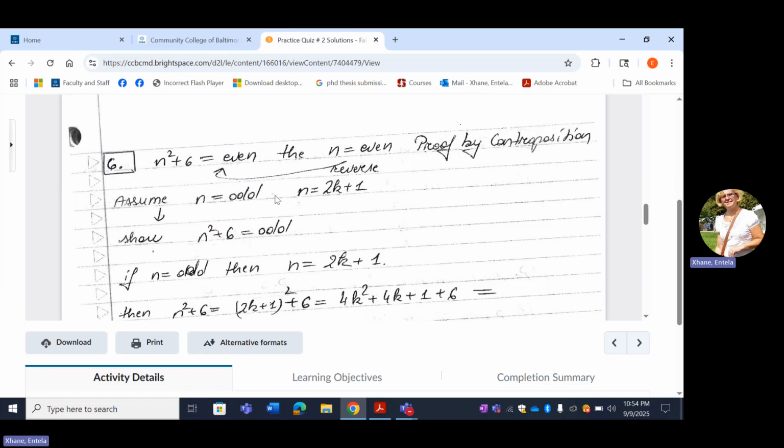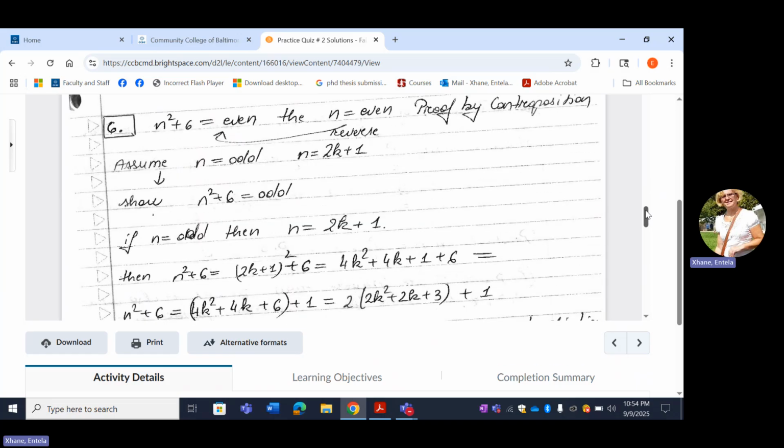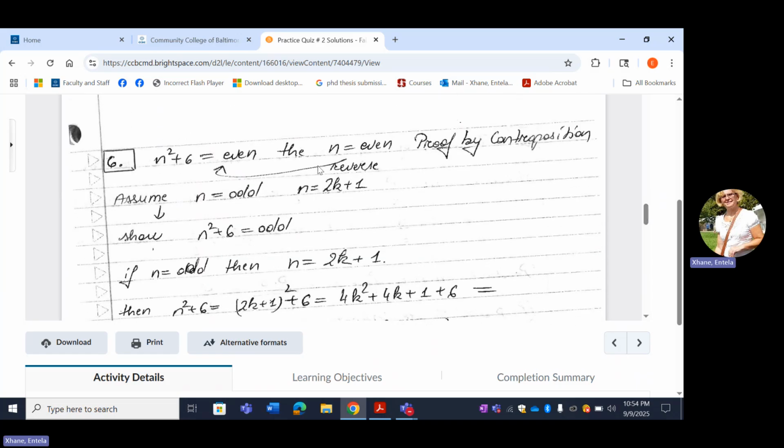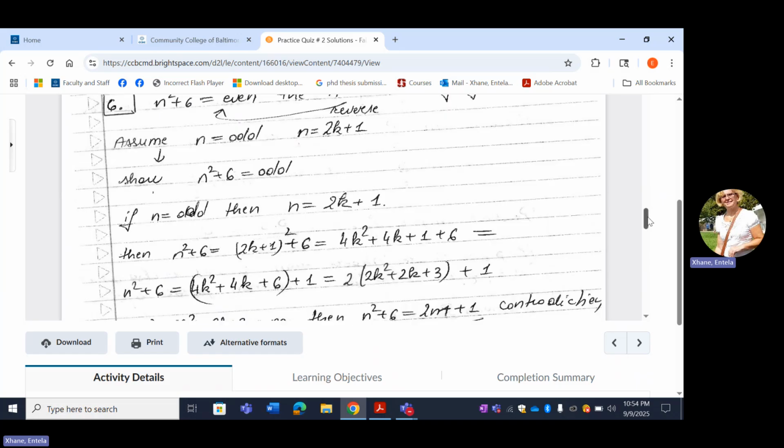If I'm assuming that n is odd, since I assume that n is not even, then n is going to be in the form of 2k plus 1. So I'm going to take this n equals 2k plus 1 and plug it in into n squared plus 6. I'm expecting that even though I plug in this number, I'm still getting even. Let's see if that's going to be the case.